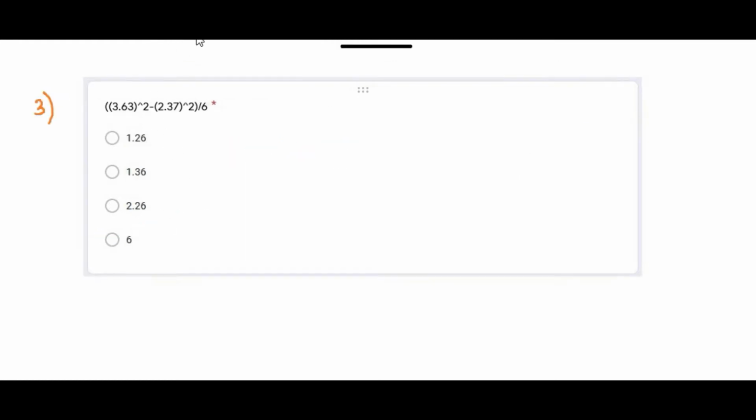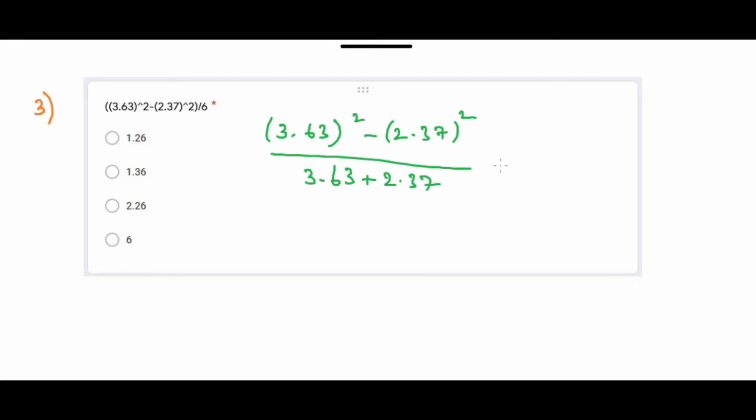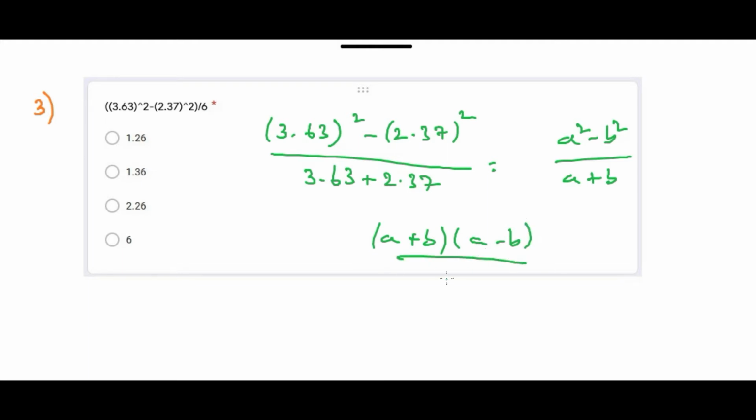The next question is this. It is simple. 3.63 whole square minus 2.37 whole square, divided by 3.63 plus 2.37, which can be written as a square minus b square divided by a plus b. So (a plus b) into (a minus b) divided by (a plus b). The a plus b will get cancelled, and a minus b will remain.